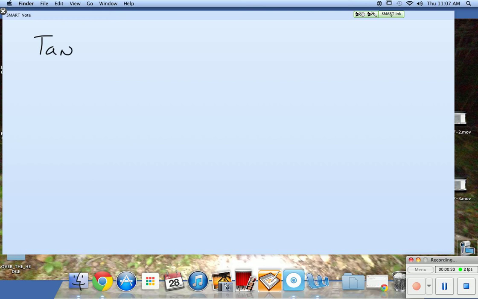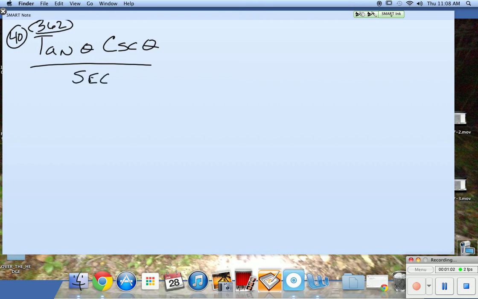Oh, by the way, this is number 40 on page 362. Okay, page 362, number 40. We're going to simplify tangent of theta cosecant of theta over secant of theta. Now there's tools that we need to use to be able to solve this.